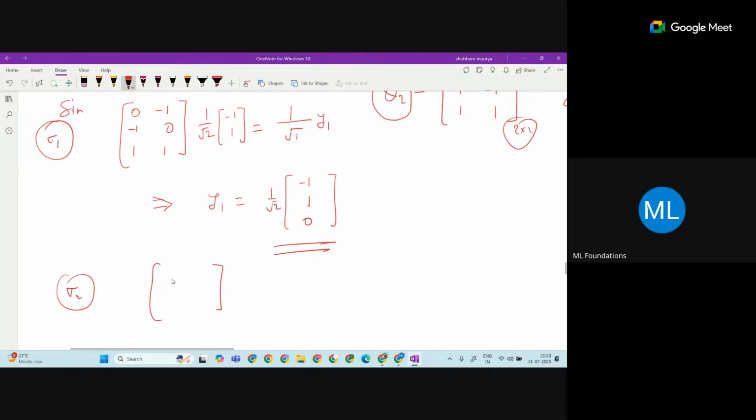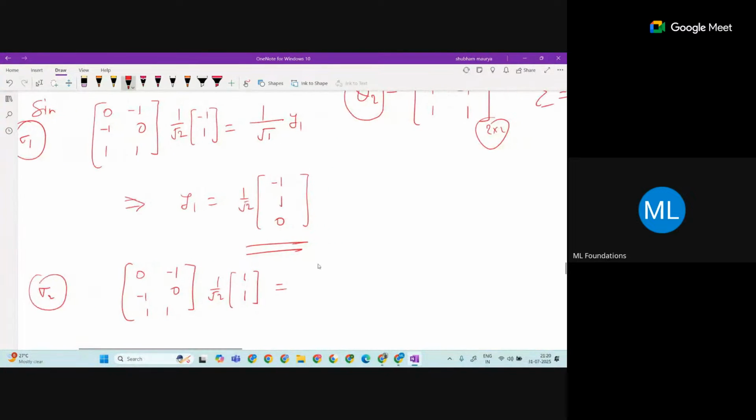So this is 0, minus 1, minus 1, 0, 1, and 1. Now the second eigenvector is 1 upon root 2, 1, 1, which is equal to the singular value, which is 1 upon root of lambda 2, which is root of 3.